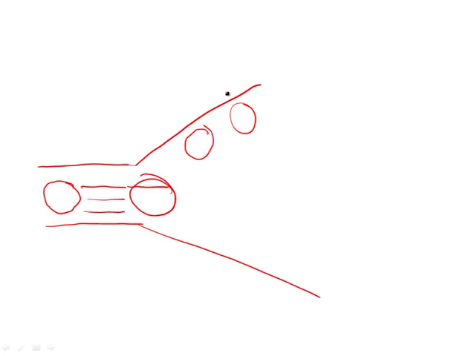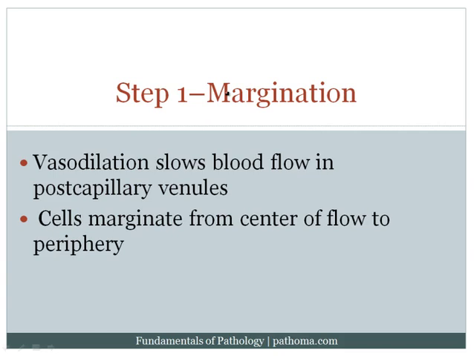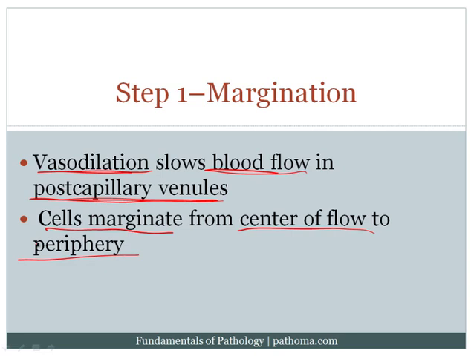So let's go back and look at step one of margination with that in the back of our mind. What do I say about step one? I say step one, margination. Vasodilation slows the blood flow. Where? Post-capillary venule. Again, very high yield, but the neutrophils are actually going to come in the same place that the fluid comes from, which is the post-capillary venule. Now, because we get that vasodilation, the cells are going to marginate from the center of the flow to the periphery, and that's basically what I was trying to say here in your text.